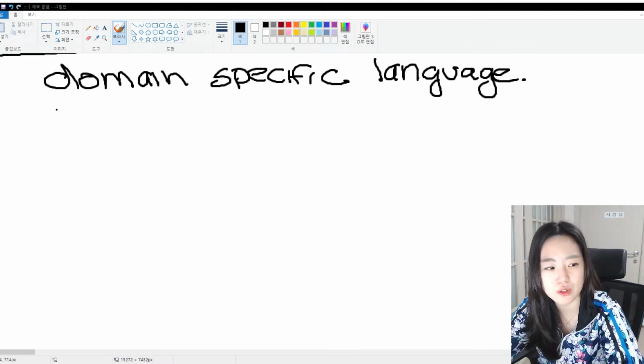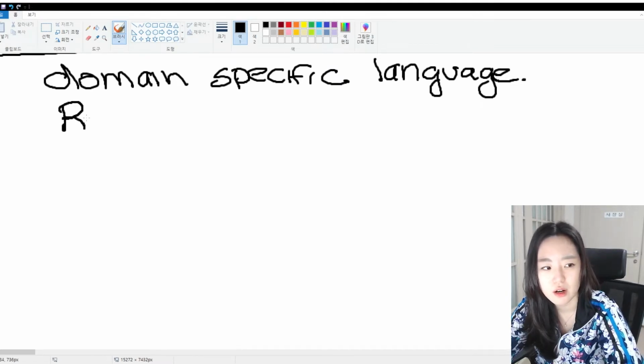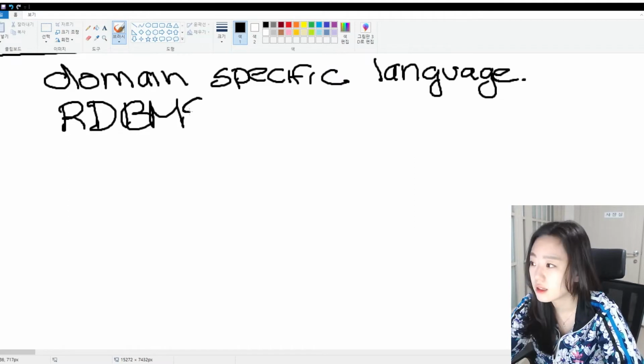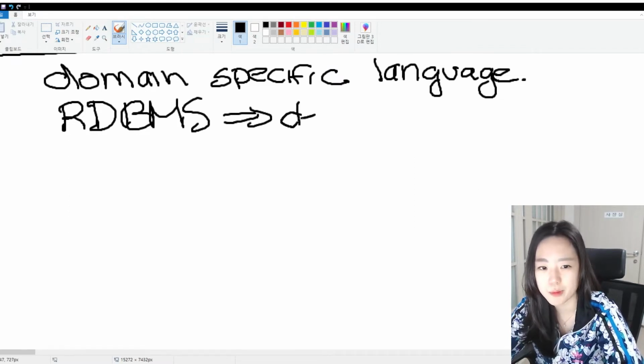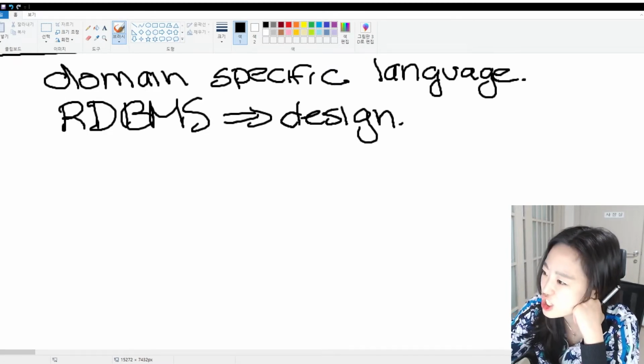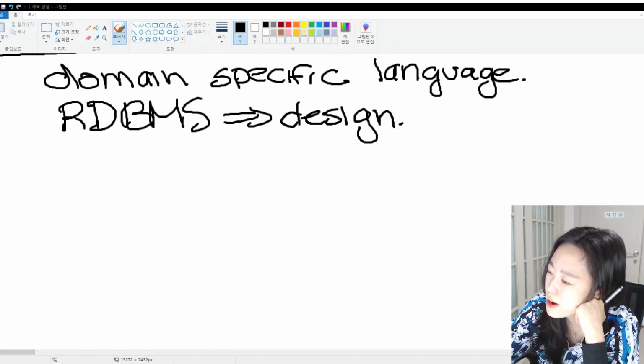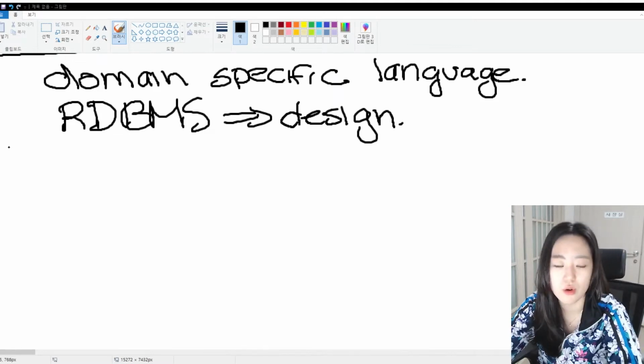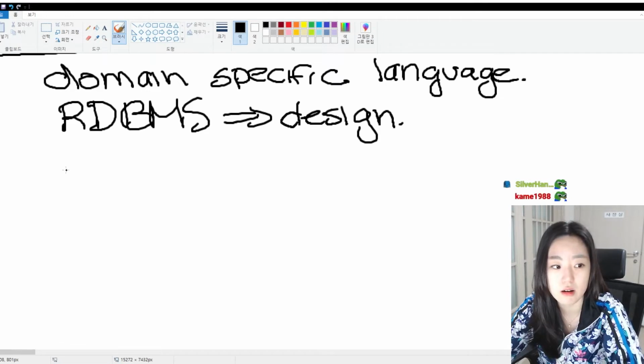Domain specific language. RDBMS. Design. Purpose is to design. Okay, guys, let me get some peppo G's. For stream processing in a relational data stream management system. Wow. Streaming the RDSMS.